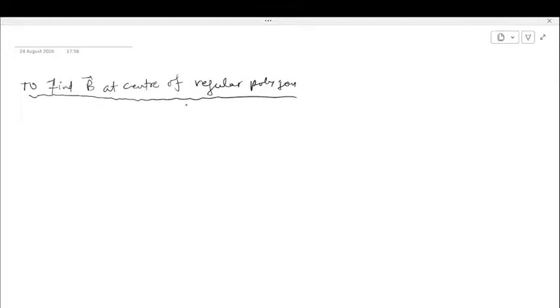Now to find the magnetic field at the center of a regular polygon. We have to find the magnetic field at the center of a regular polygon. What do you mean by regular polygon? This is the square A B C D, a regular polygon. Here we find the magnetic field at the center. This is the triangle, this is also a regular polygon, this is a pentagon A B C D, regular, the magnetic field is to be found here.